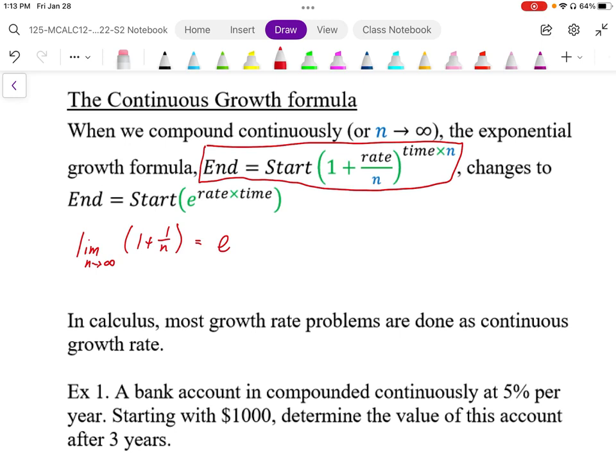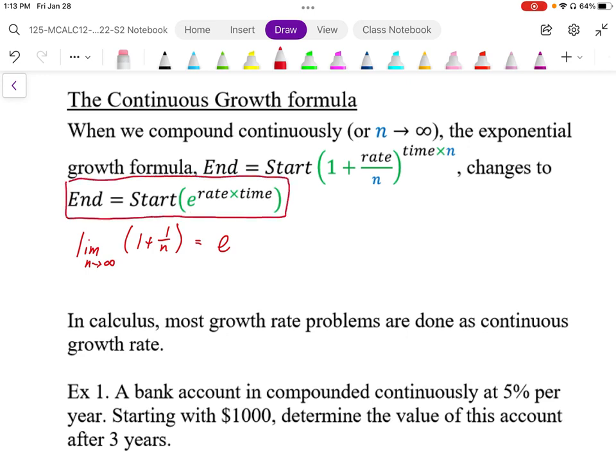Okay, and there's a reason why this happens, but we won't get into that until we get more into calculus, but essentially that's the case. So we end up with this new expression. This new expression is the one that we're going to use for continuous growth. And we almost always use continuous growth because everything can be modeled with continuous growth.